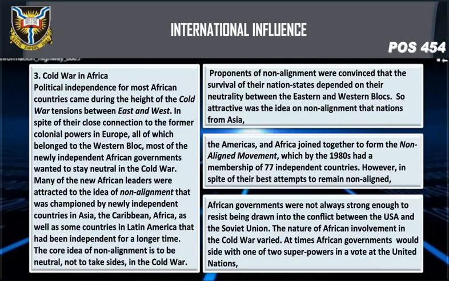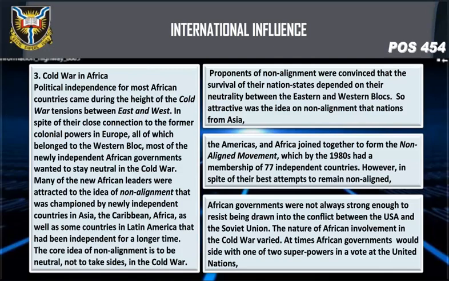Proponents of non-alignment were convinced that the survival of their nation-states depended on their neutrality between the Eastern and Western blocs. So attractive was the idea of non-alignment that nations from Asia, the Americas, and Africa joined together to form the Non-Aligned Movement, which by the 1980s had a membership of 77 independent countries. However, in spite of their best attempts to remain non-aligned, African governments were not always strong enough to resist being drawn into the conflict between the USA and the Soviet Union.